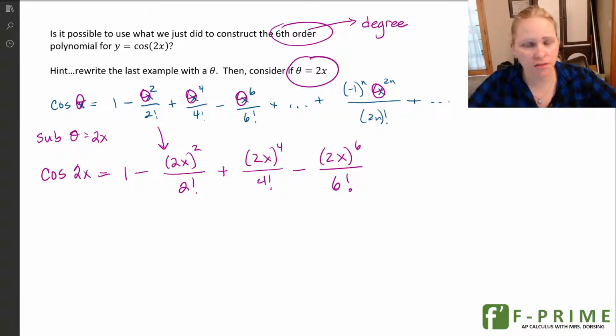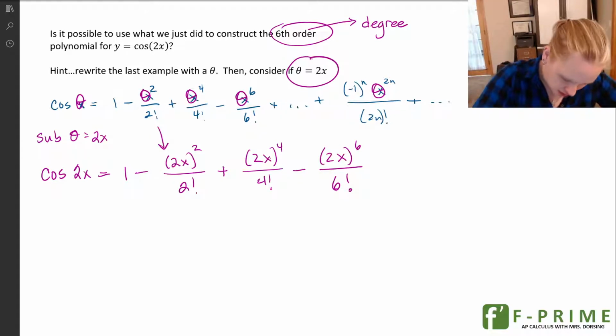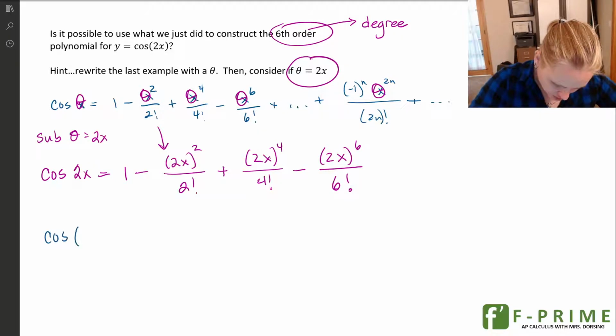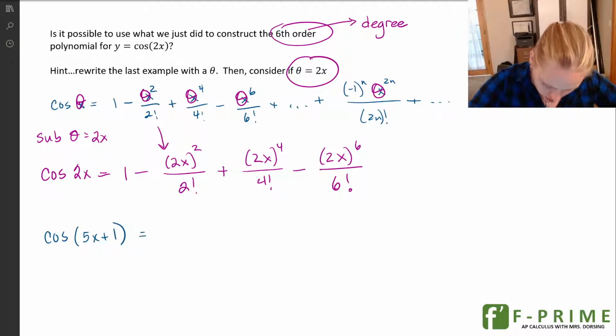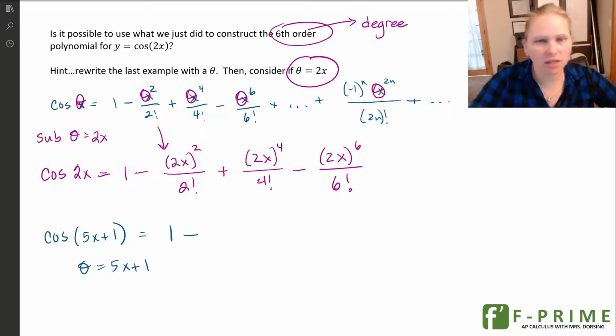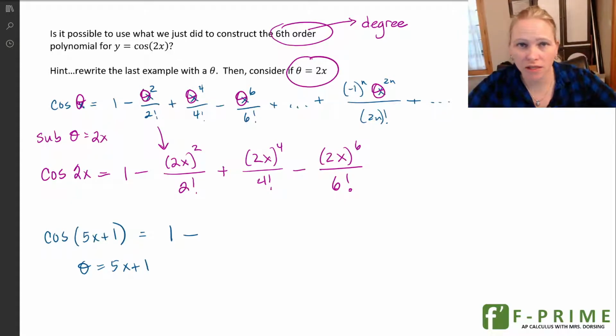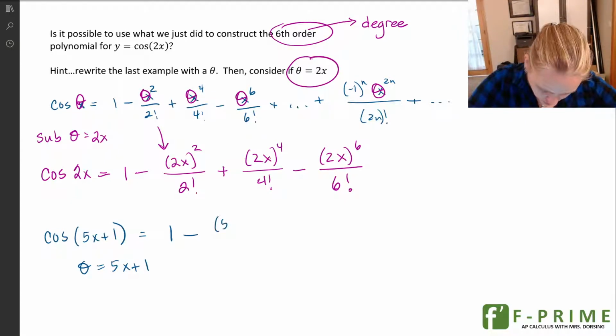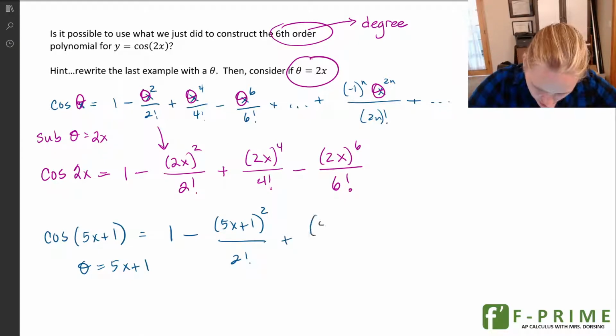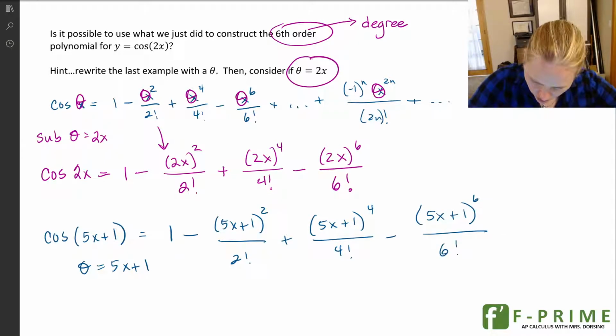It's pretty awesome. So if I wanted to do something like cosine of 5x plus 1, I would simply let theta equal 5x plus 1, and I would literally plop 5x plus 1 in for that theta. And it would look like this, 5x plus 1 squared over 2 factorial plus 5x plus 1 to the 4th over 4 factorial minus 5x plus 1 to the 6th over 6 factorial.